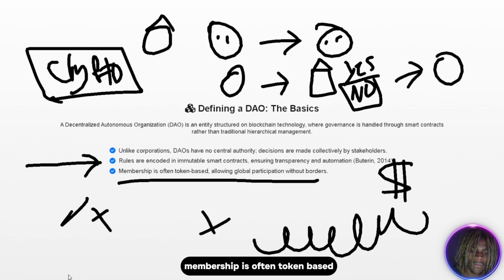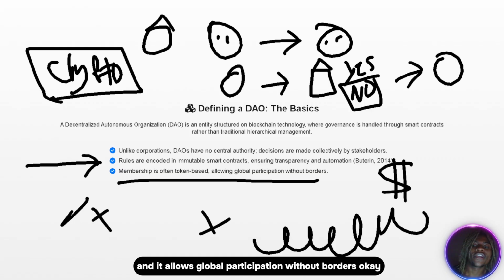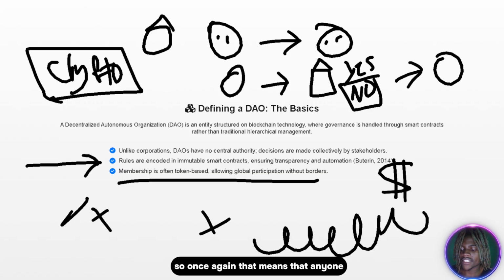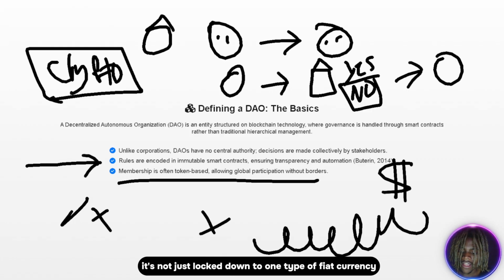Membership is often token based and it allows global participation without borders. So once again, that means that anyone from around the world can come in and participate in this. It's not just locked down to one type of fiat currency. Fiat currency means a country's currency.